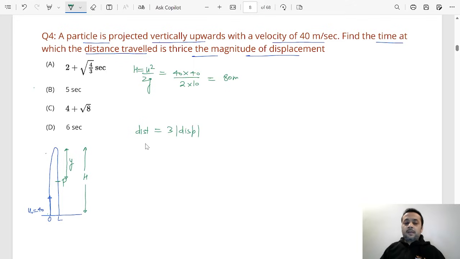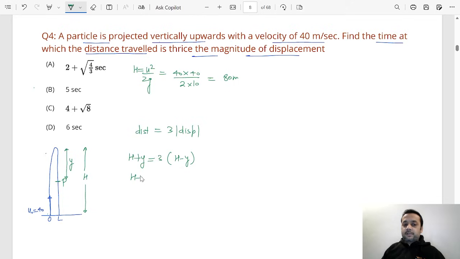Okay, now look, basically till the point P, what is the distance? Distance will be h plus y. Okay, so h plus y is the distance, and what is the magnitude of the displacement? So the magnitude of the displacement is this. Look, which is capital H minus y.